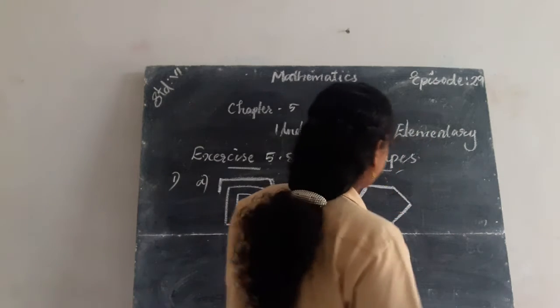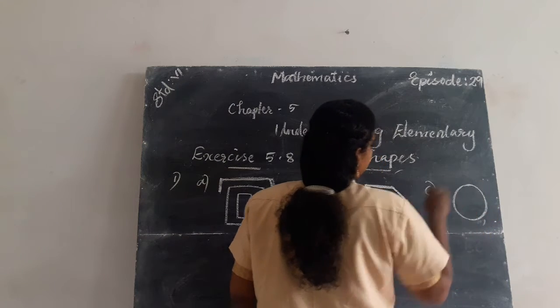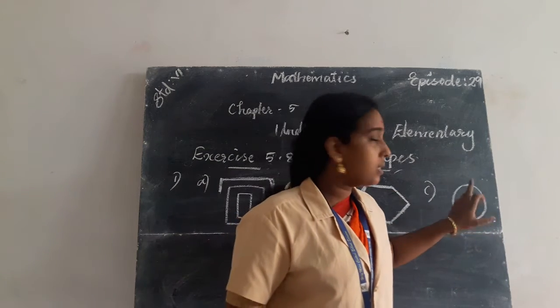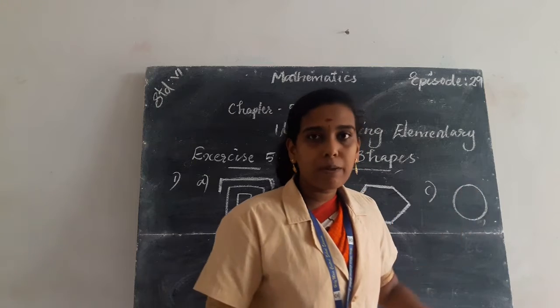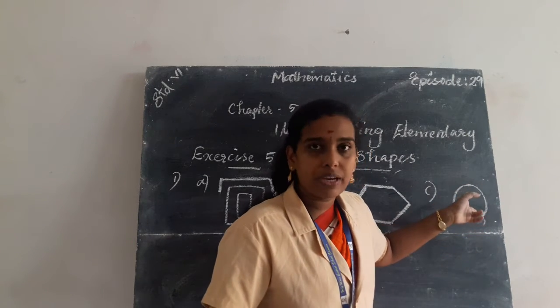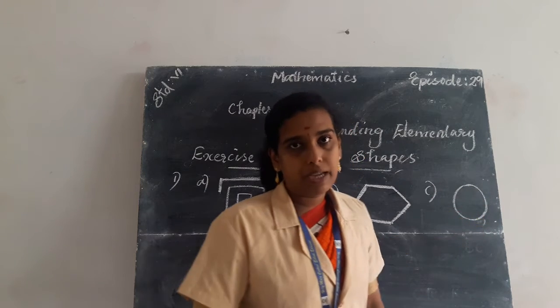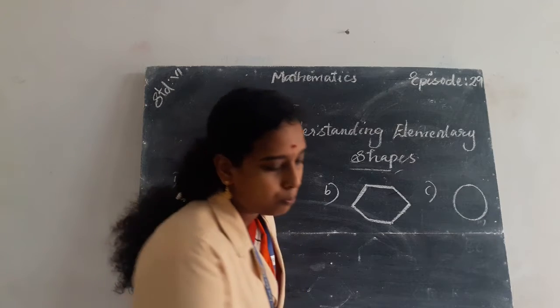Then the next one is like a circle. It's a circle. Is it a closed figure? Is it a polygon or not? It's not a polygon because it is not entirely made up of line segments, but it's a closed figure. It's a closed figure, but it is not entirely made up of line segments. So it is not a polygon.